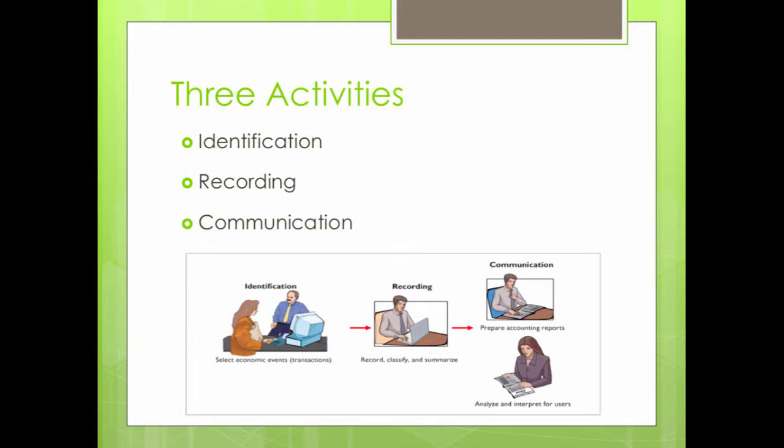recording, and communication. As a starting point to the accounting process, a company or a business identifies the economic events relevant to its business. And by economic events, please keep in mind that it only applies to events that are expressed in money terms. Some examples of identification include the sales of goods for a particular retail store, or a service provided by a business like legal services or insurance policies.